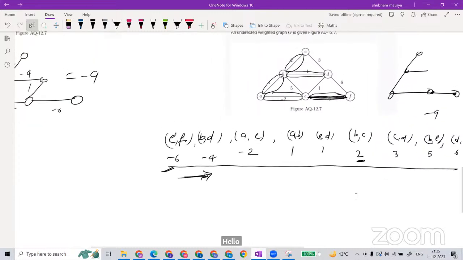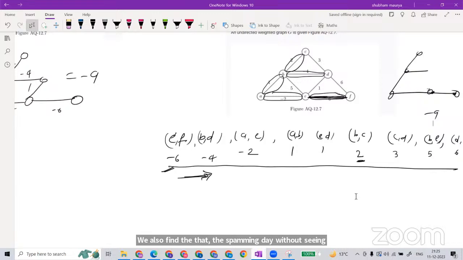We also find the spanning tree without seeing the graph, with the help of edges like EF and VD. Only given that EF and VD and their weights, then we do not need to check the graph. Sorry, without giving the graph, we will try to find it. Anyhow, this much will at least be given, right?